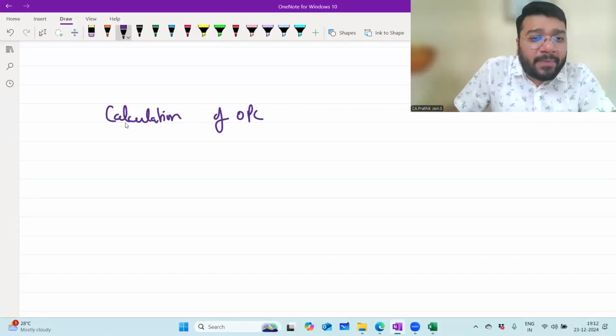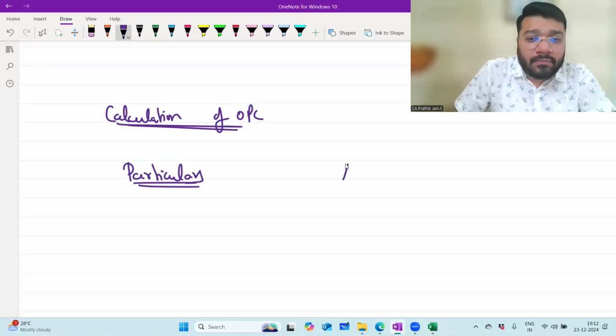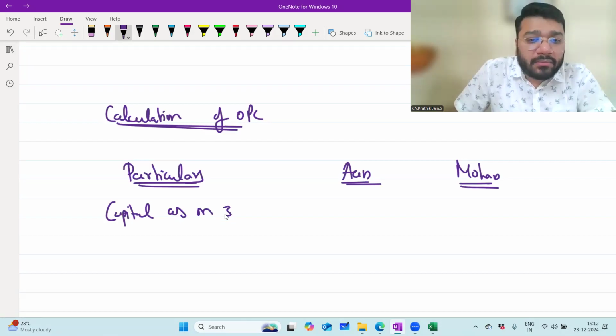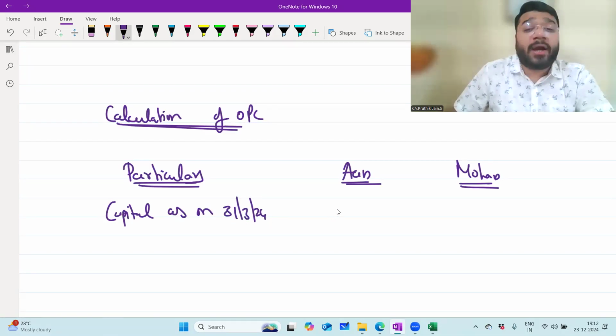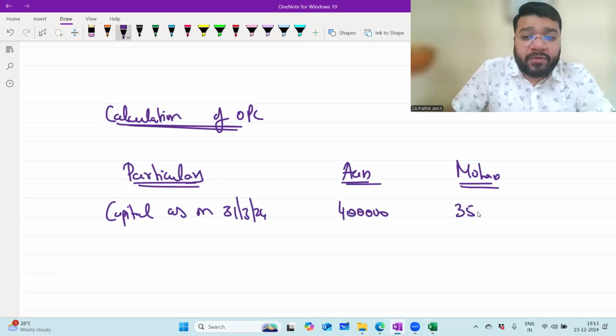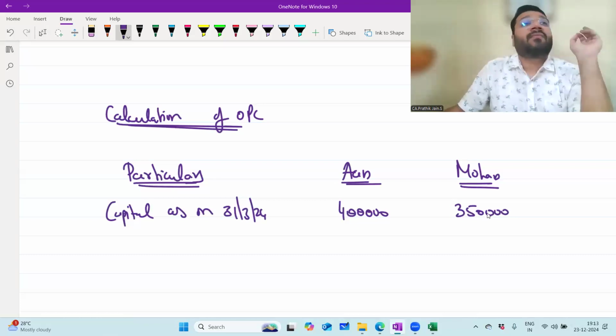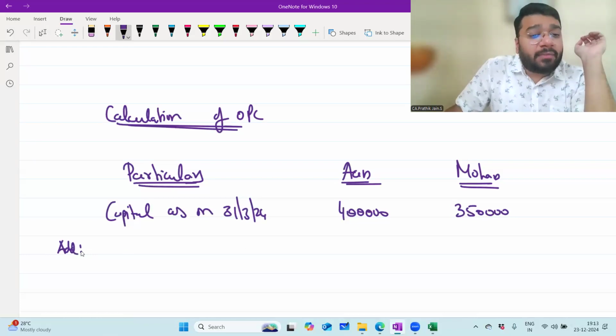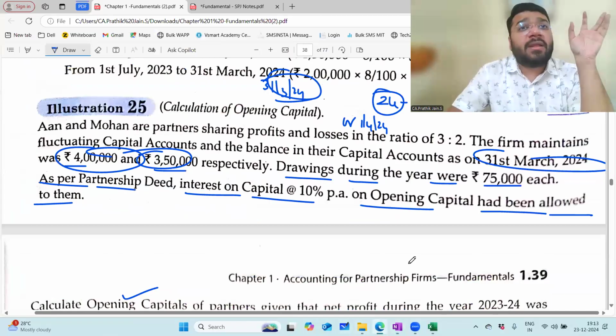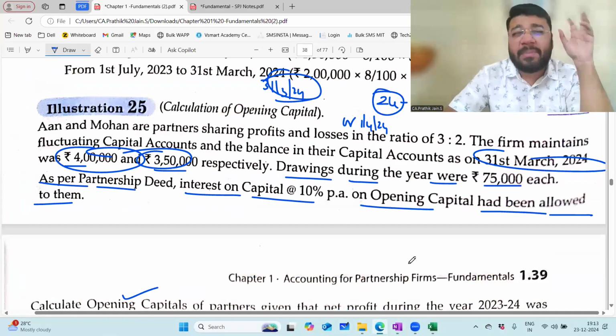Calculation of opening capital. Particulars, Anand, Mohan. Capital as on 31/3/24, closing capital. How much is for Anand? 4 lakh. How much is for Mohan? 3,50,000. Now, you have to add back all those items which have been debited to the capital account. So please go through the question and tell me which are all the items that have been debited to the capital account.